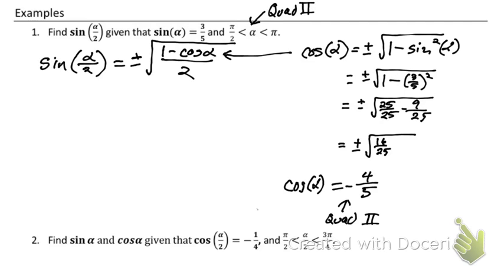Hey, now we know cosine. I just need to plug that in, and we will now know what sine alpha over 2 equals. So plug in your cosine. So we have plus or minus the square root of 1 minus, instead of cosine alpha, I can replace that with negative 4 over 5, all over 2.